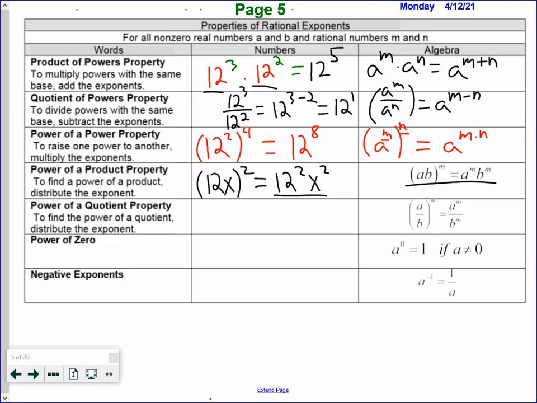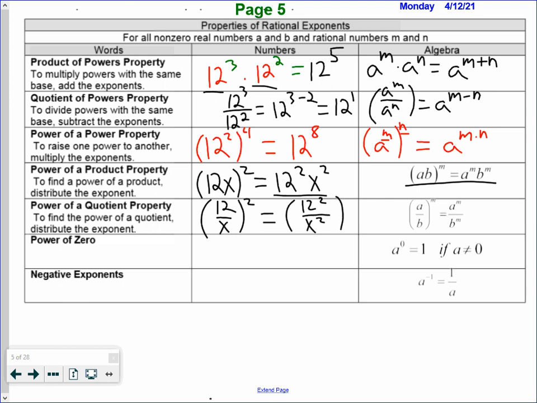Next, we have the power of a quotient property. To find the power of a quotient, we're going to distribute the exponents. So it's very similar to the power of a product property. So if we have 12 over x, all to the second power, we can rewrite this as 12 squared all over x squared. We can distribute the exponent to the top and the bottom. And we know this is true since 12 over x all squared is 12 over x times 12 over x, which will give you 144 over x squared, which is what we got.